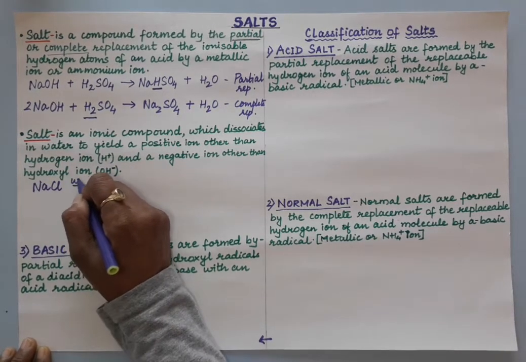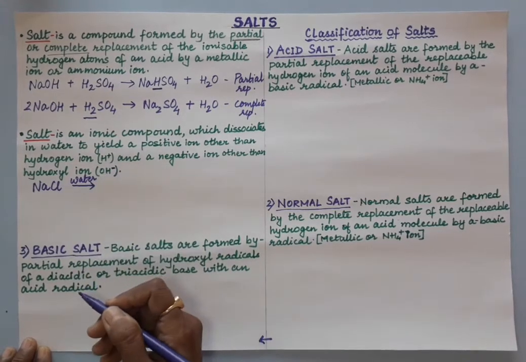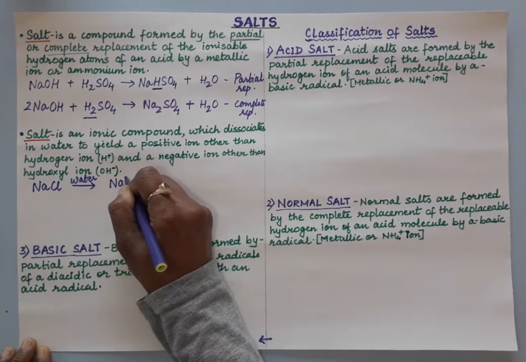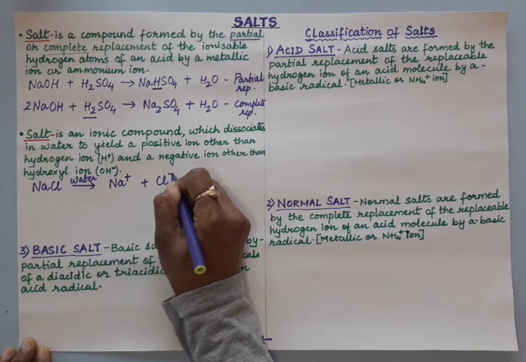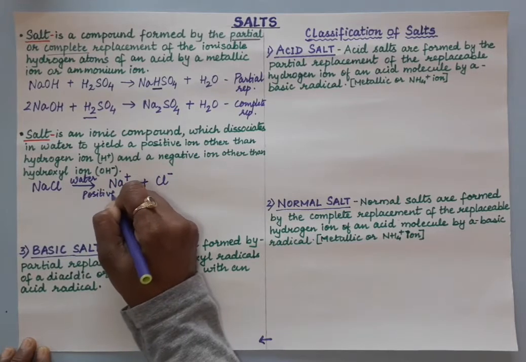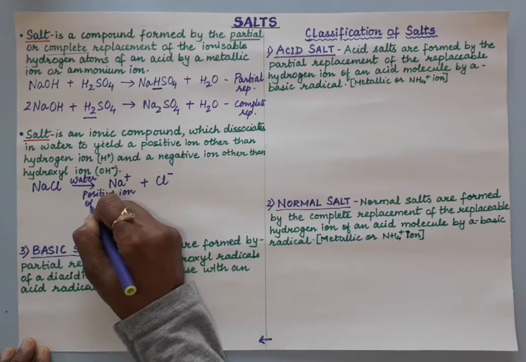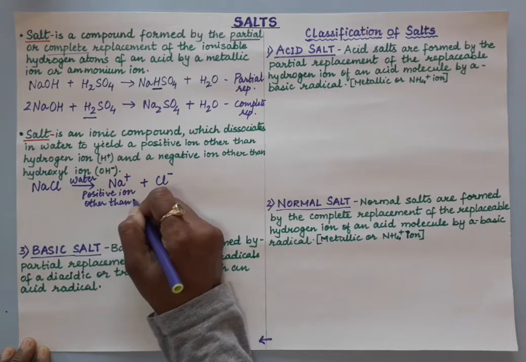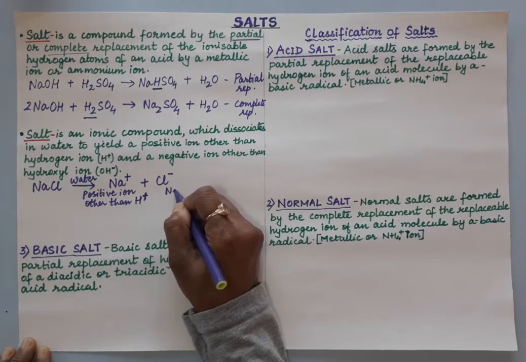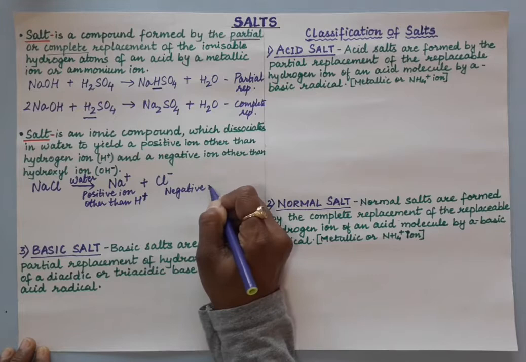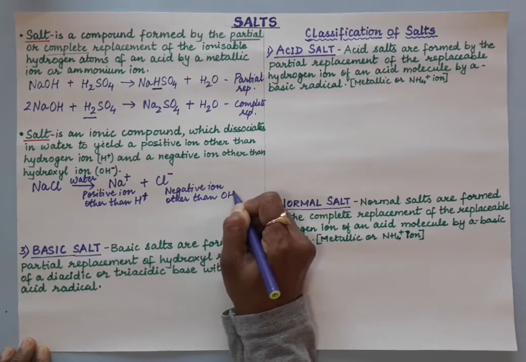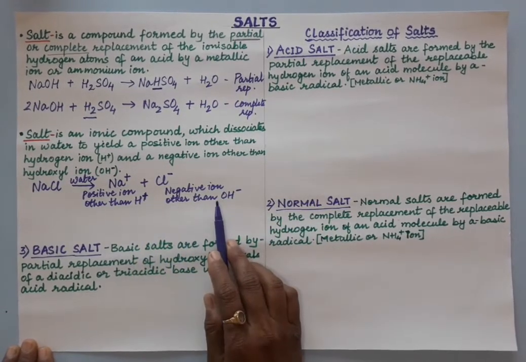Sodium chloride, if we add water: salts are chemical compounds which, when dissolved in water, give a positive ion other than H plus ion and a negative ion other than OH minus ion. So here Na plus is the positive ion, other than H plus ion, and chloride is the negative ion, other than OH minus ion. So you are neither getting H plus ion nor OH minus ion.